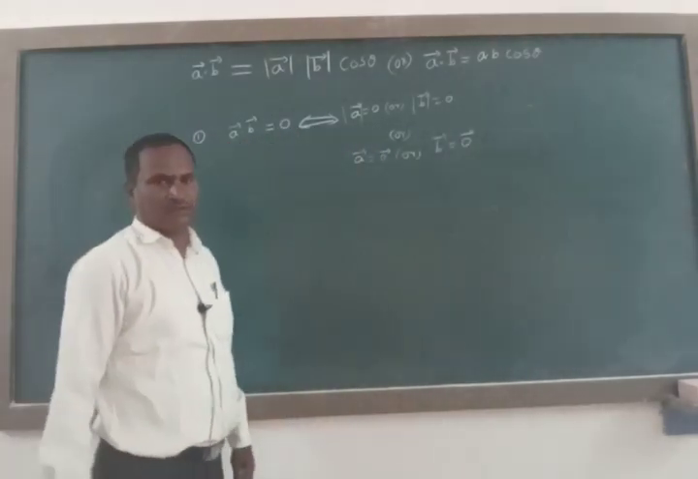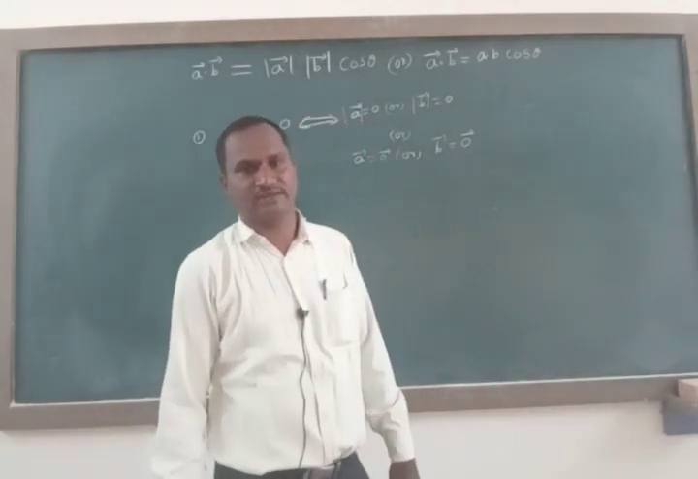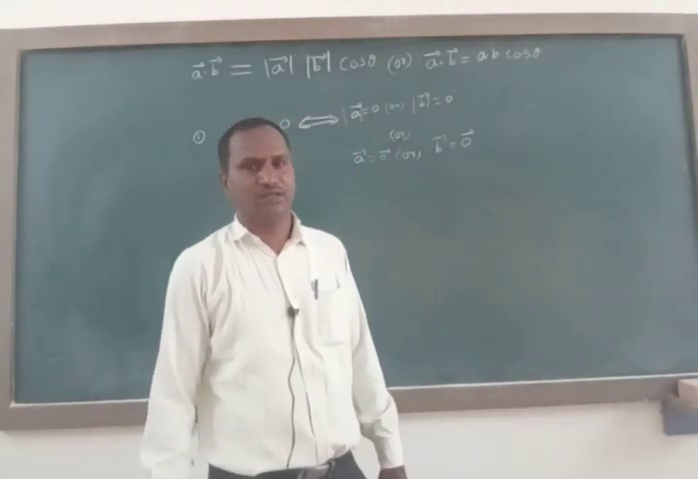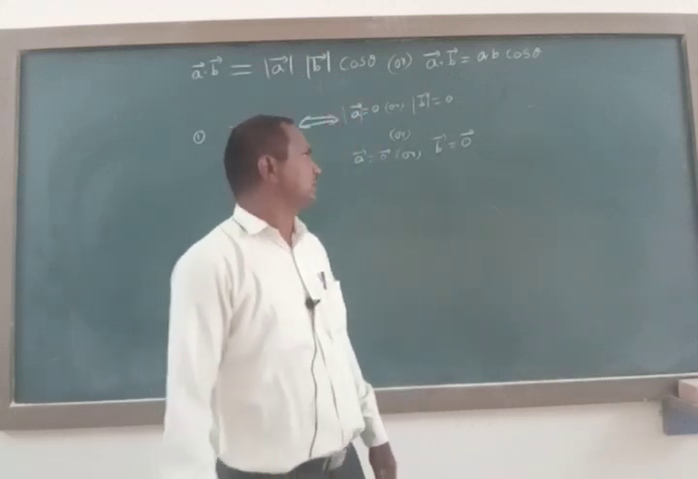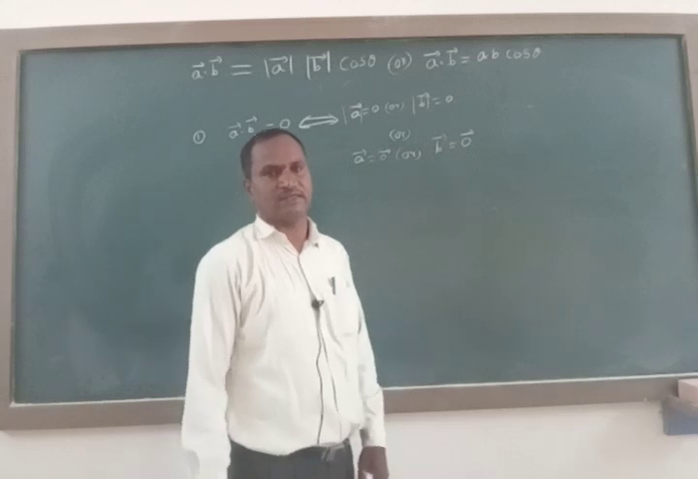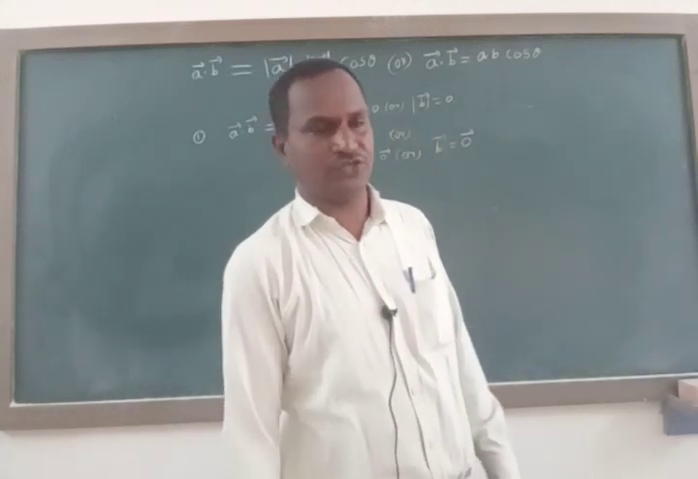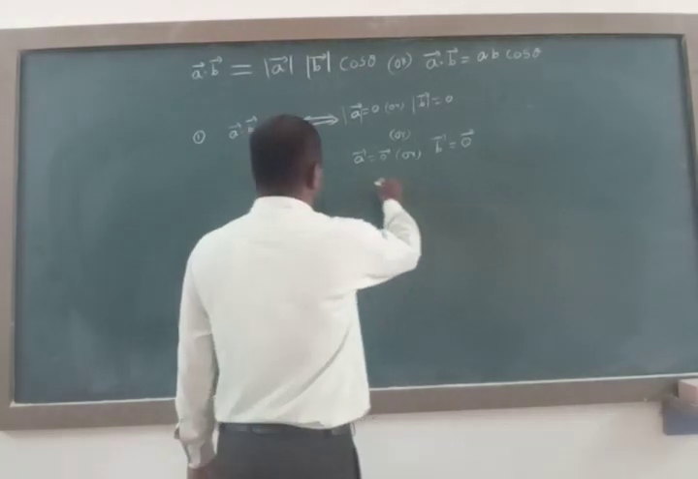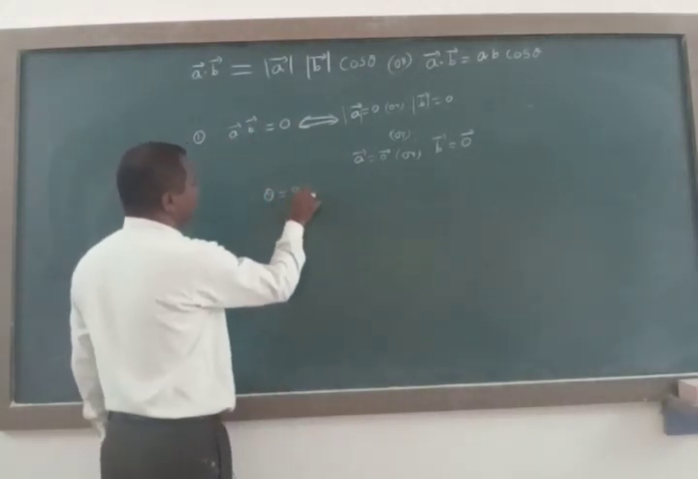Then the angle between the two vectors is 0 degree. The angle between the vectors is 0 degree. And then the angle between the vectors is 90 degree, they are orthogonal to each other. Then the angle theta in this case is equal to 90 degree.